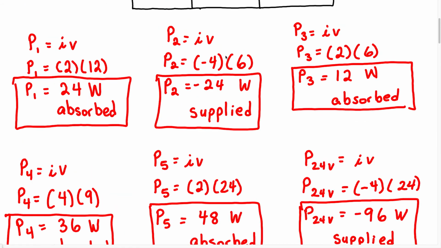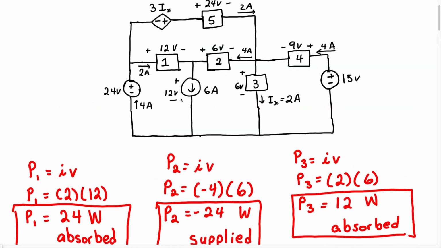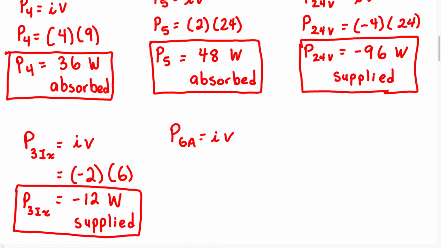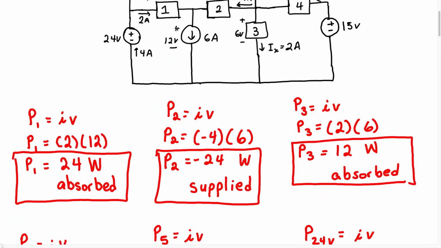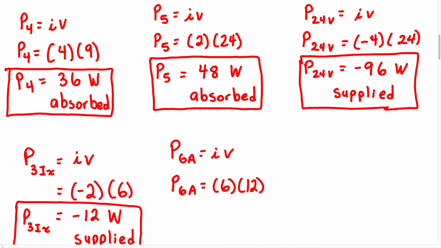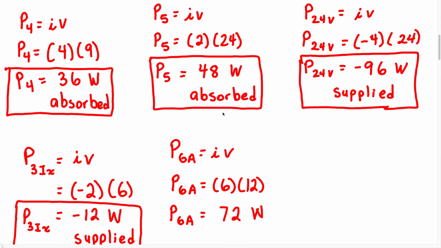Okay, we have 2 more to go. Let's do this source. So let's find the power of this current source. We know to find the power of this 6 amp current source, we're first just going to write down the formula. The current in this particular source is going to be 6 amps, and it's a positive 6 because it's flowing from the positive to the negative terminal, and the voltage is 12. So we're going to have 6 multiplied by 12. When we solve for this, we're going to get the answer 72 watt. And this is going to be absorbed.